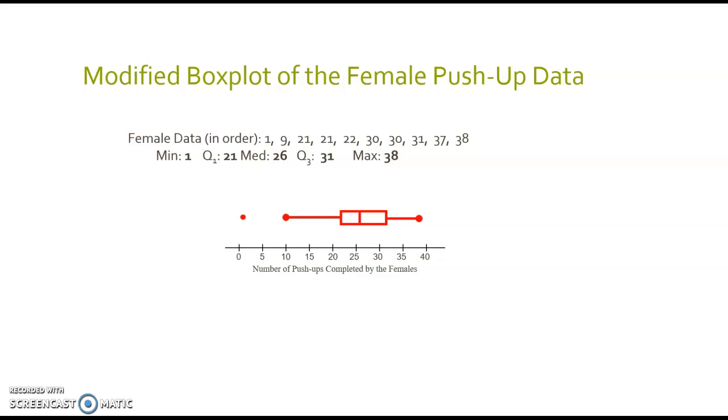So now we can look at that and say, other than that outlier, the distribution of the number of push-ups these females could do is relatively symmetric, with a median value of 26, an interquartile range of 10, and one outlier at 1.